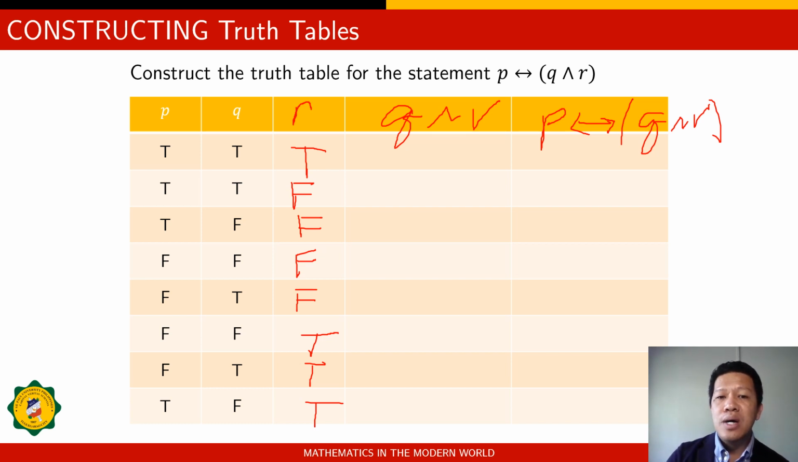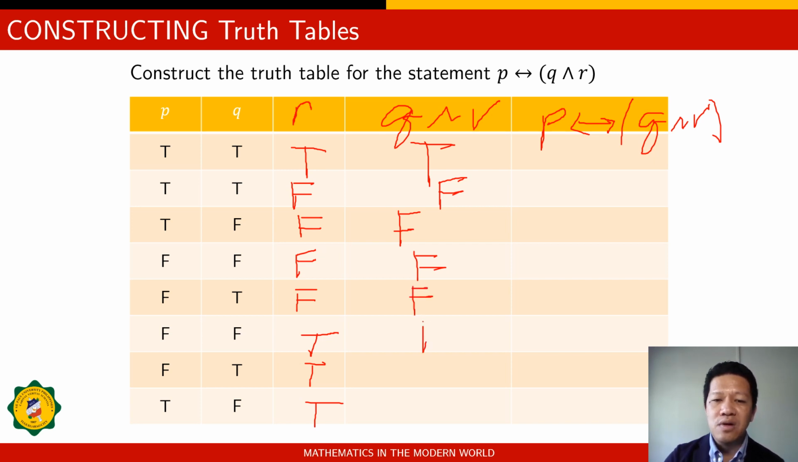Now you need to do the conjunction of Q and R. So you have here Q and R. A conjunction is only true if both statements are true. So we have true and true, that's true. True and false, that is false. False and false is false. False and false is false. True and false is false. And then we have false and true, that's false. True and true is true, and false and true is false.